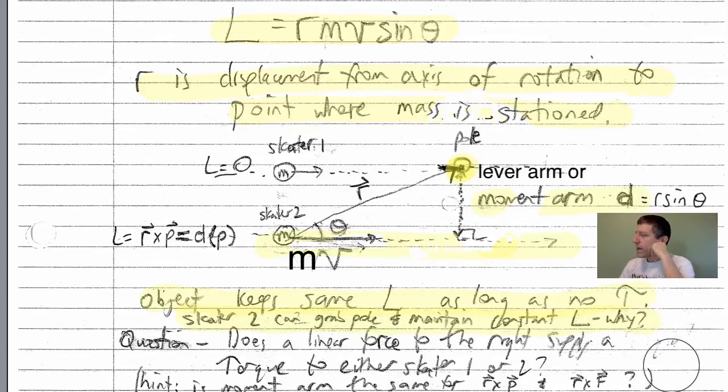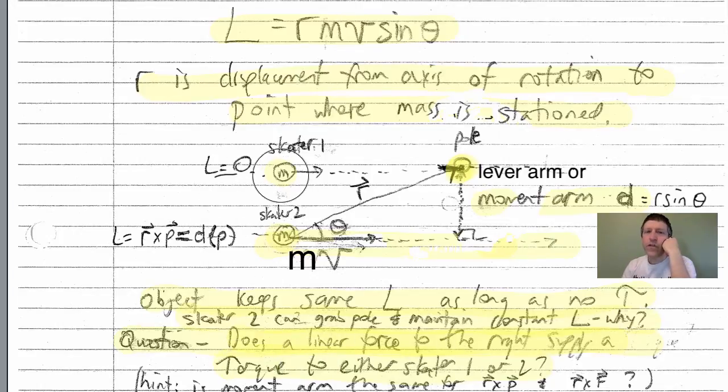So here's a question for you. Let's say I apply a linear force to the right. So I push this skater to the right or I push this skater to the right. Does either of those forces supply a torque about the pole to either skater 1 or 2?